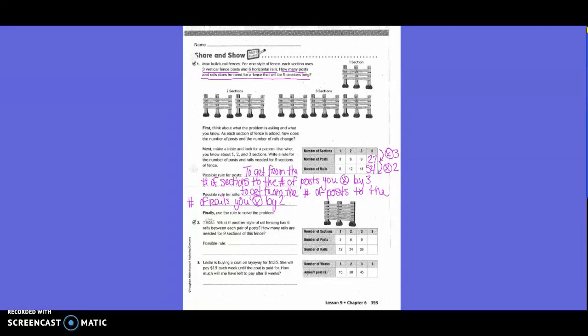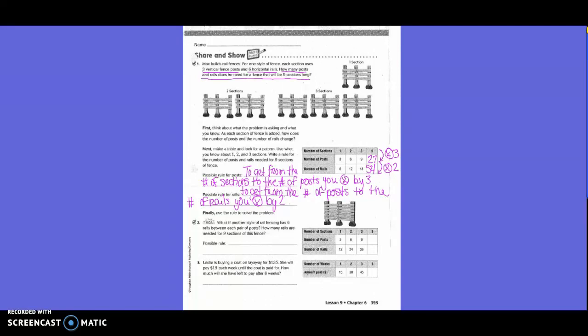Okay. So then you know that automatically, right? 27 times 2 is a little bit bigger for you, which was pretty easy, right? But that would be a little trick to help you get there a little quicker. Number 2, what if another style of rail fencing has 6 rails between each pair of posts? How many rails are needed for 9 sections of this fence?